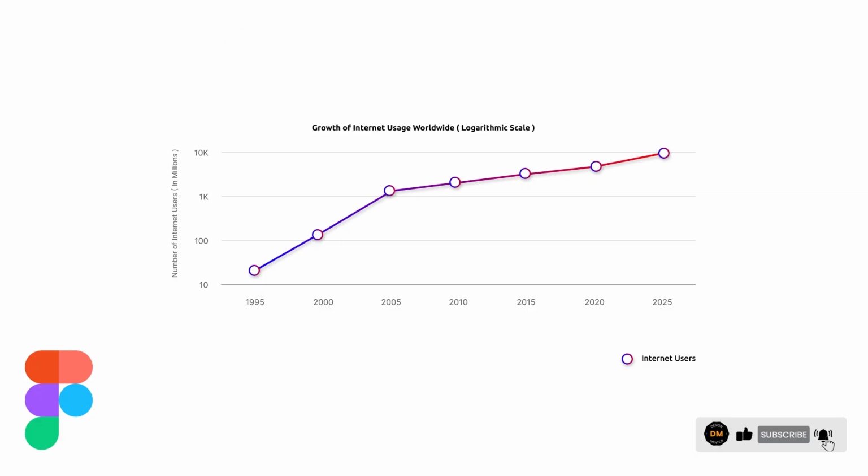Let's create a line chart design on growth of internet usage worldwide with a logarithmic scale in Figma, an online vector graphic editor and prototyping tool.